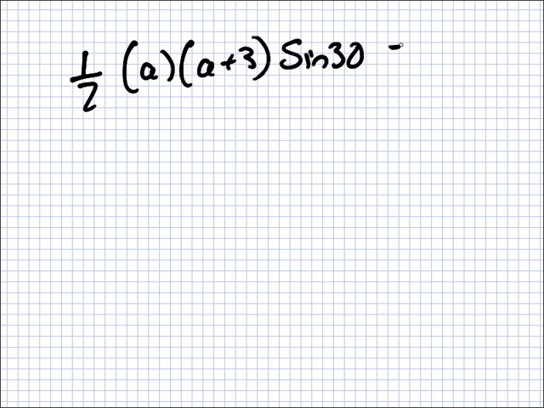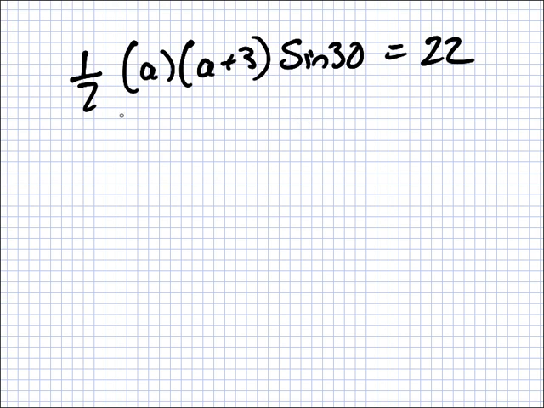A half AB sine C. So for this one, I'll switch in a moment, it would be a half times a times a plus 3 times sine 30 equals 22. So, what's sine 30? It's a half, isn't it?